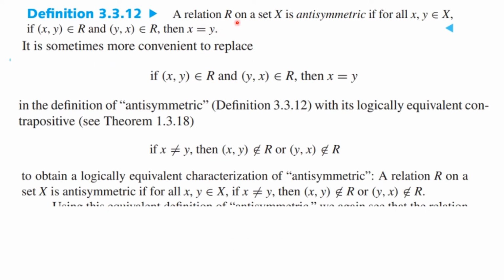We say a relation R on a set X is antisymmetric if, for all x, y, an element of capital X, if (x, y) is an element of R and (y, x) is an element of R, that forces x to be equal to y. And so that is the definition of antisymmetric.